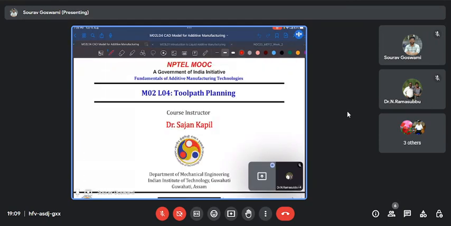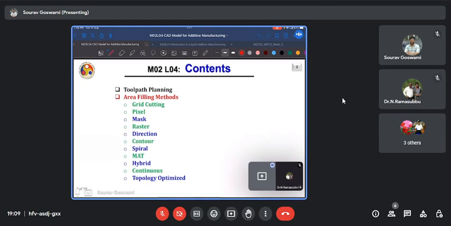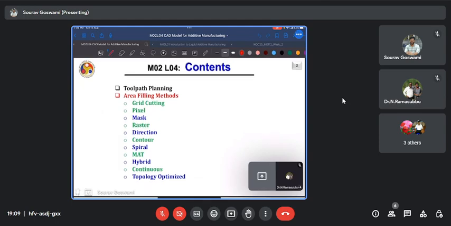So, in the first lecture this week, we spoke about tool path planning. These are Professor Kapil's slides, and the topics covered this week included the area filling methods such as grid cutting, pixel mask, raster, and others, and some topology optimized or continuous area filling methods, such as spiral and contour.